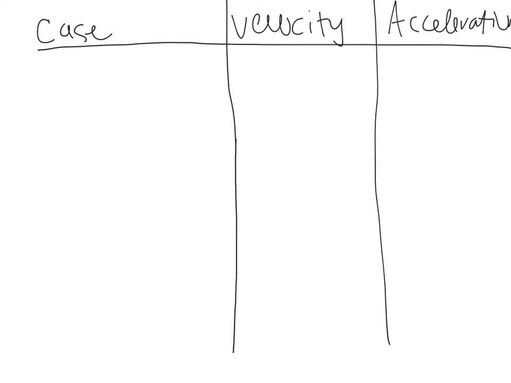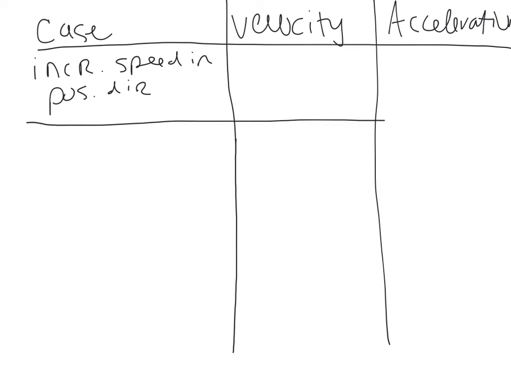Okay, so our first case will be increasing speed in the positive direction. If I'm moving in the positive direction, my velocity will be positive. If it's getting more and more positive, that means acceleration is adding to the velocity. The only way to get more positive is with a positive acceleration.